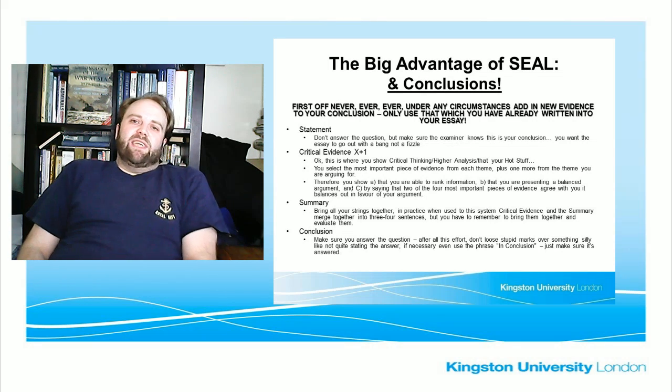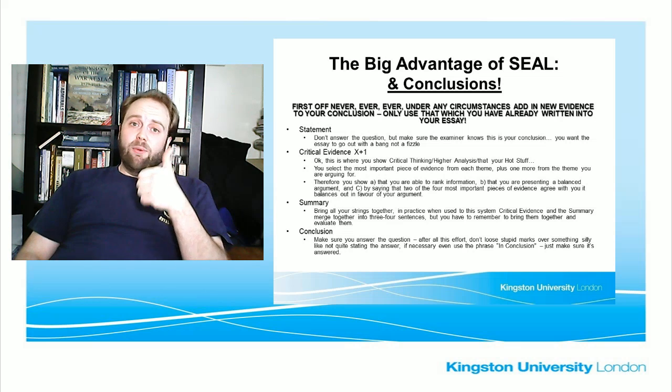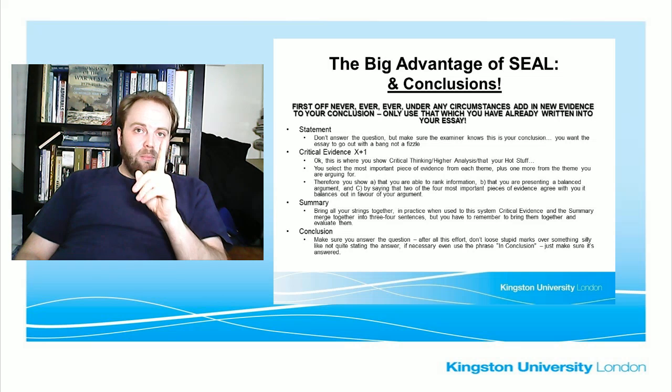Next big advantage of SEAL. Conclusions. Okay. So again, you want a statement. Then you want critical evidence X plus 1. So from each of the themes, you pick one piece of evidence. You say these are the most important pieces of evidence. But you pick one more extra piece of evidence from the theme you agree with. Okay? So you've said these are the 4 most important pieces of evidence.